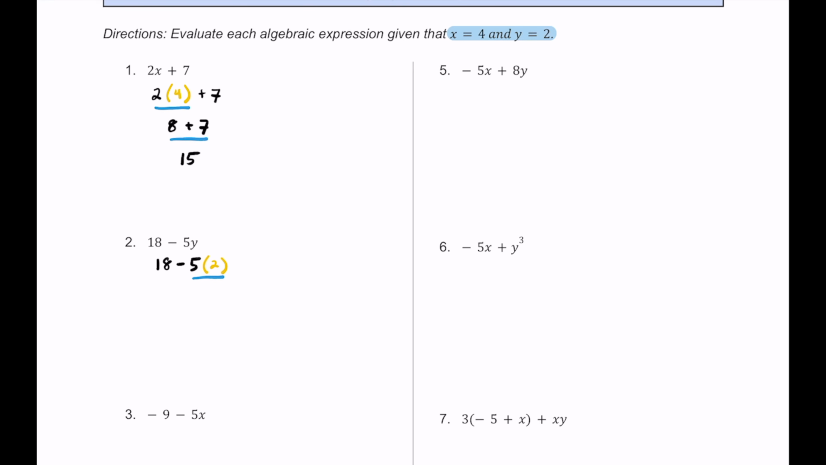Multiplication is going to get to go first here according to the order of operations. So 5 times 2 is 10, so we're going to have 18 minus 10. And 18 minus 10 is just equal to 8. So that would be the value of this expression if y was equal to 2. All right, for number 3, we have this expression of negative 9, and we're going to be taking away 5x. So let's go ahead and take this negative 9 and take away 5 multiplied by whatever x is.